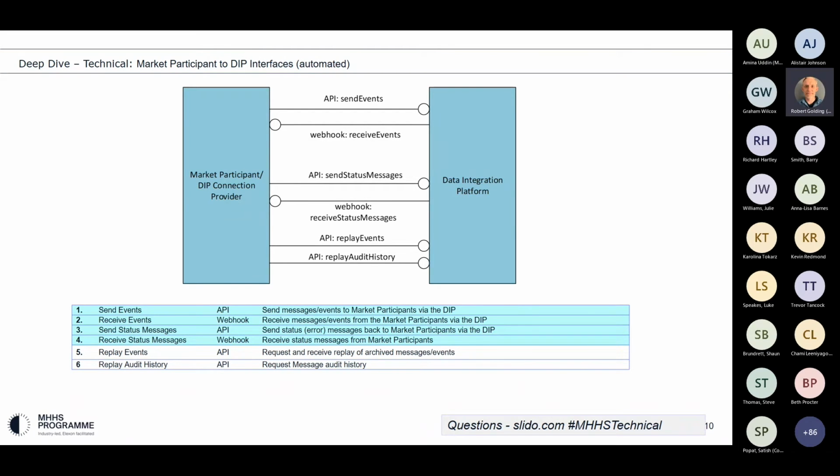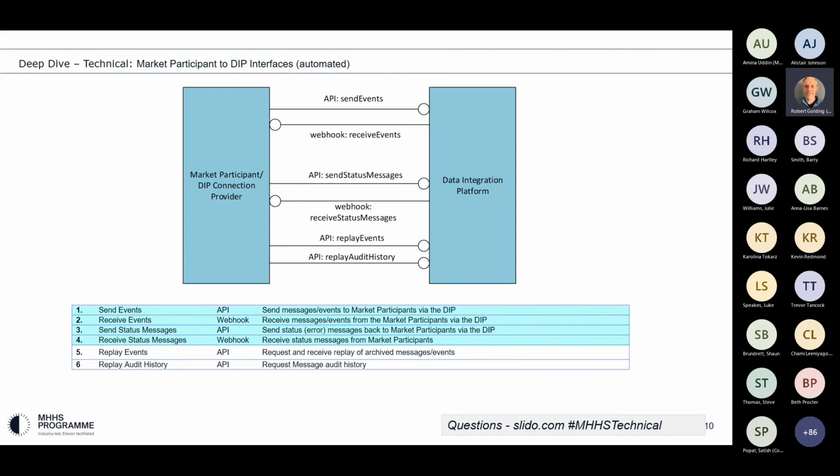Other APIs will exist, as you can see on this diagram. They will be used for the sending and receiving of status messages, or error messages, if there's a problem with a particular message flow, and also APIs for the replay of events and the replay of audit history as well. So that's the main way that market participants will interact with the DIP.